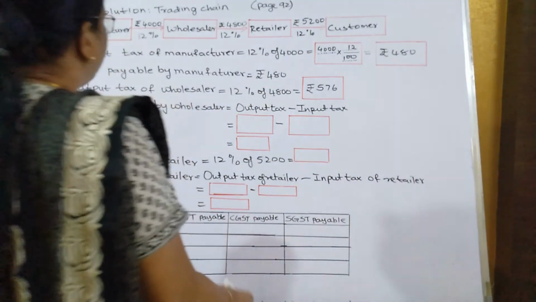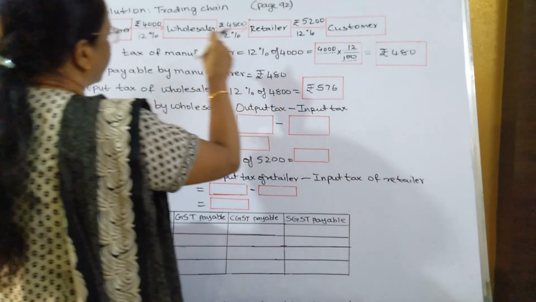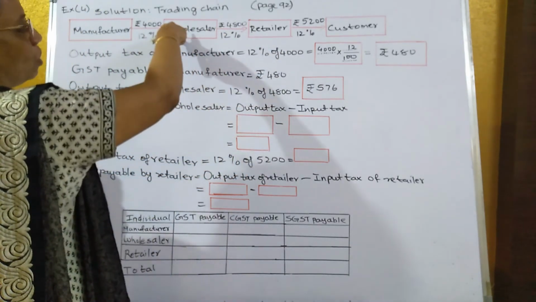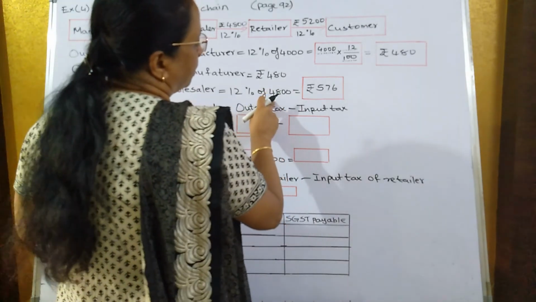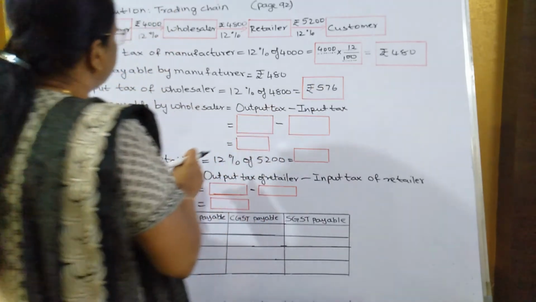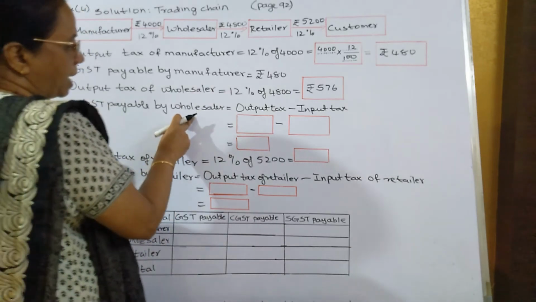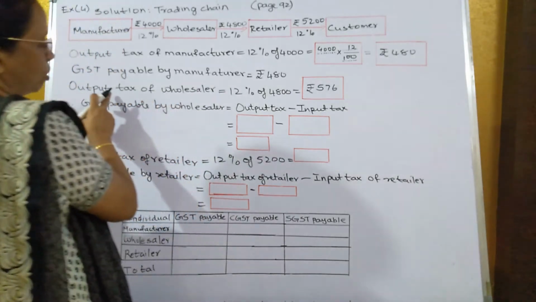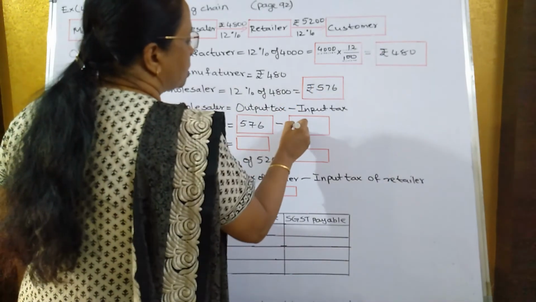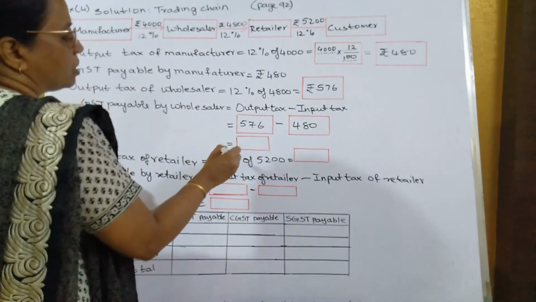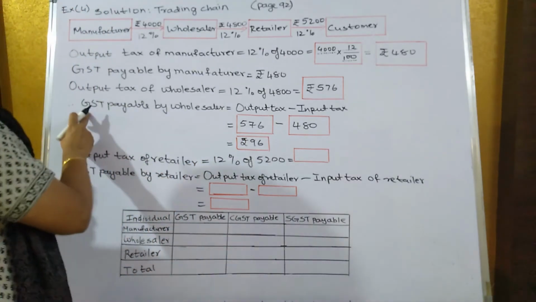Now the output tax of the wholesaler. GST payable by the manufacturer is rupees 480. The output tax of the wholesaler is how much? 12% of 4,800. If you find 12 upon 100 into 4,800, you will get 576. So GST payable by the wholesaler is output tax minus input tax. Output tax is 576 and the input tax is rupees 480. When you subtract this, you will get rupees 96. So this is the GST payable by the wholesaler.